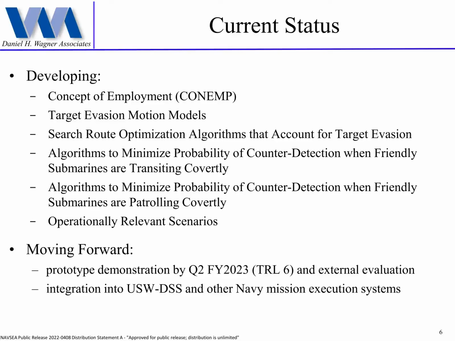So our current status is we've developed our concept of employment. We've built our evasion models for the targets. We can optimize our search routes that account for target evasion, which I showed previously. We also have algorithms to minimize the probability of counter detection when friendly submarines are transiting covertly and when they're patrolling covertly. And we've looked at operationally relevant scenarios. We've put together our prototype, and we'll be looking for external evaluation by the Navy, and then we will eventually integrate it into USWDSS and other Navy mission execution systems.